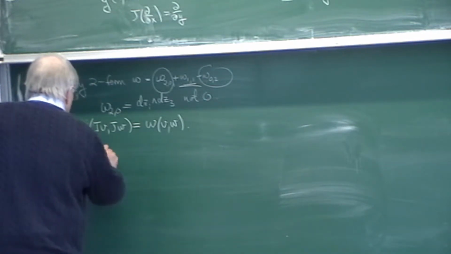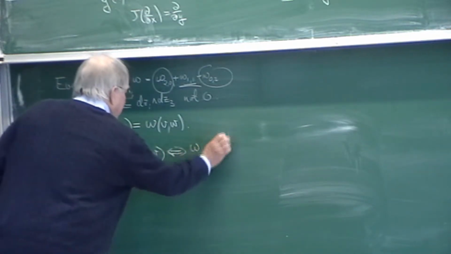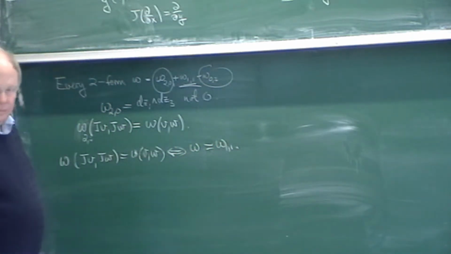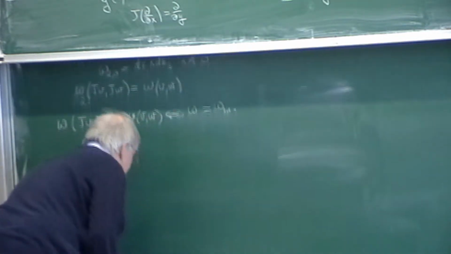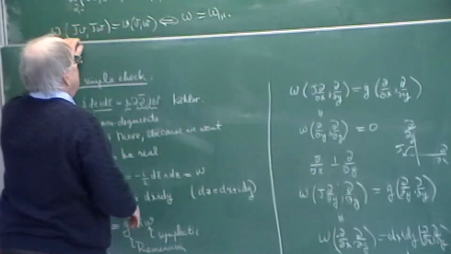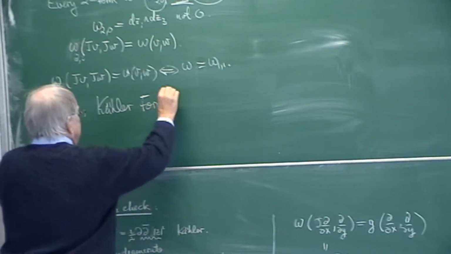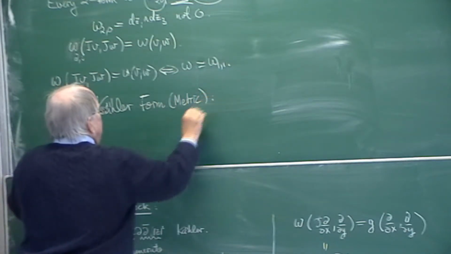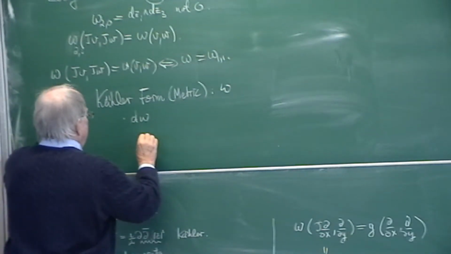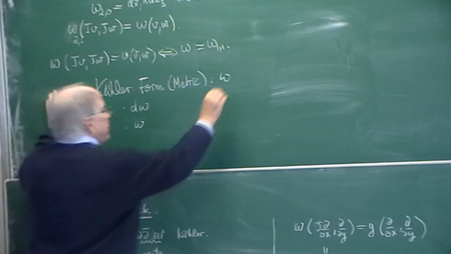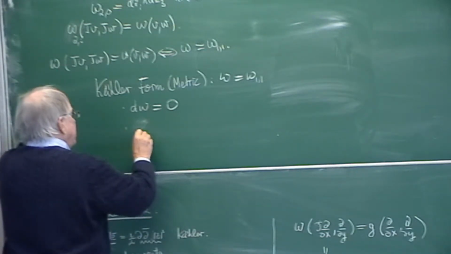So this condition that J works beautifully with respect to omega is equivalent to omega being a 1-1 form. Okay? It's a 1-1 form. So you can redefine a Kähler form or metric, because it's the same thing. It's omega, which satisfies several conditions. It's symplectic, it's non-degenerate, omega is a 1-1 form, it's closed, and the associated metric is positive definite.